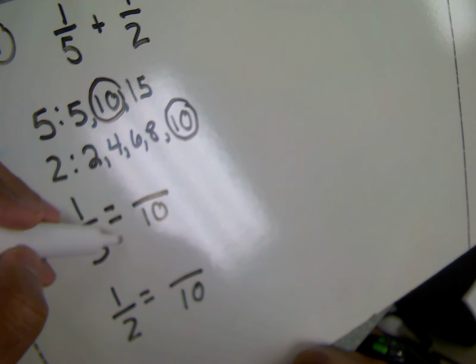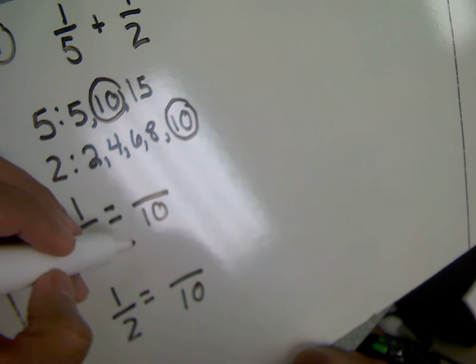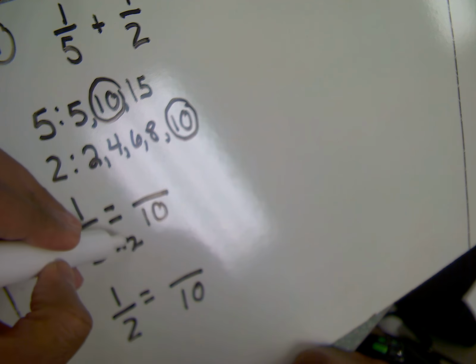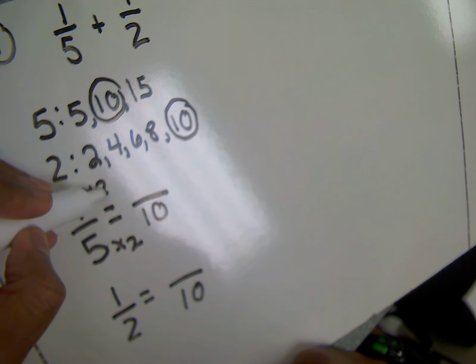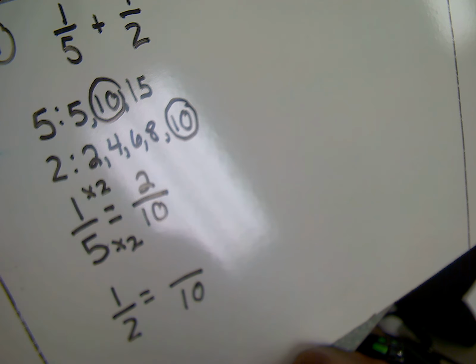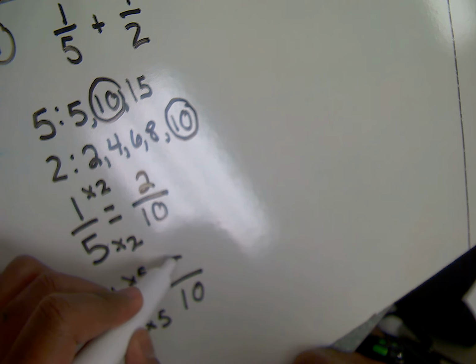So, when you look at 5, you look at what do you multiply 5 by to get to 10? Well, that's times 2. So whatever you do to this denominator, you're going to do up here to this numerator, times 2. So now you have 2 tenths. Ask yourself that same question here. What do you multiply 2 by to get 10? Well, that's times 5. And you're going to multiply times 5, because whatever you do to your denominator, you do to your numerator. And that'll be 1 times 5 is 5.